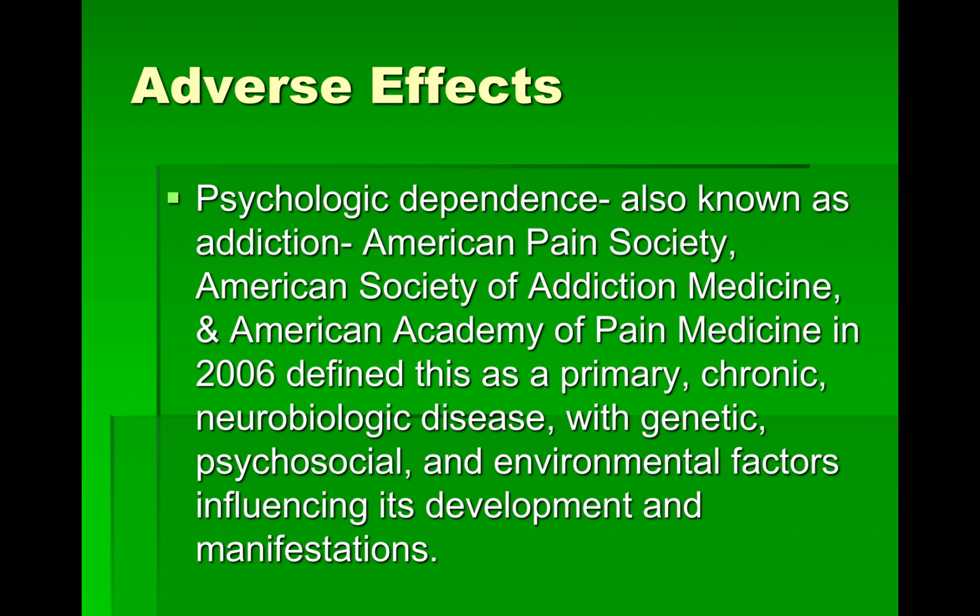Adverse effects. So what can happen that's not so good with opioids? Psychologic dependence, also known as addiction. The American Pain Society, American Society of Addiction Medicine and American Academy of Pain Medicine in 2006, and that's the last time they've actually looked at all of this, defined this as a primary chronic neurobiologic disease with genetic, psychosocial, and environmental factors influencing its development and manifestations. So there's a lot of work that's gone into addiction. We could talk about just addiction alone for 8 hours, but you can see all of these people have worked together to come up with a definition that really encompasses a lot of stuff.